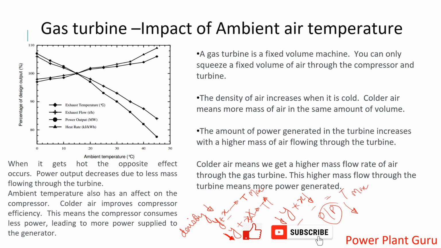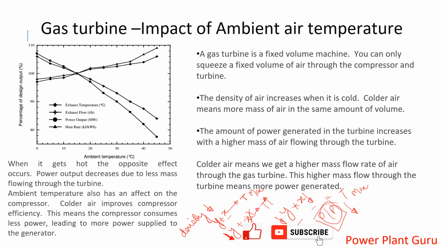This is what is being explained here. A gas turbine is a fixed volume machine. You can use a fixed volume of air through the compressor and turbine. When the air temperature increases, the density decreases. That means rarefaction of air is happening, and the net quantity of air pushed inside the turbine is low. That is why you are able to push only low fuel flow to maintain the same maximum temperature, and that is where your output is getting reduced.